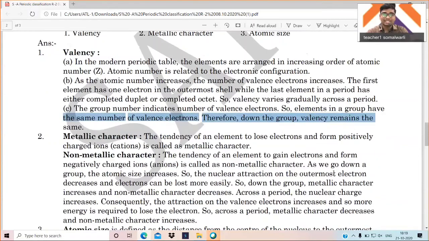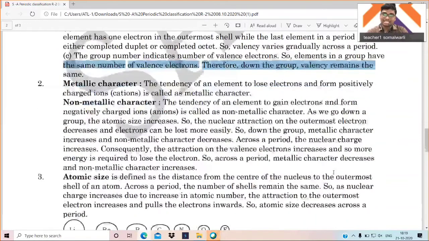Metallic character means the tendency of losing electrons from the outermost orbit to form a positive ion. When we move from left to right in the modern periodic table, the metallic character goes on decreasing. That is very important. Non-metallic character is the exact opposite of metallic character: metallic character is losing tendency, and non-losing tendency is non-metallic character. It increases from left to right.